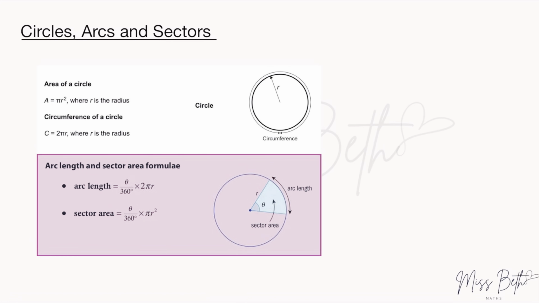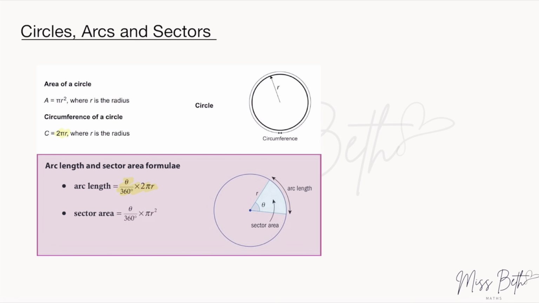Before moving on to questions regarding arcs and sectors, I just want to draw your attention to the formulas that you need to know, or at least you need to know how to adapt the formulas for the circle, okay, to be able to find your arc length and sector. So if you just take a look at the pink box here, we have our formula for arc length, which is equal to theta over 360 multiplied by 2 pi r. Okay, so it's very similar to the circumference.